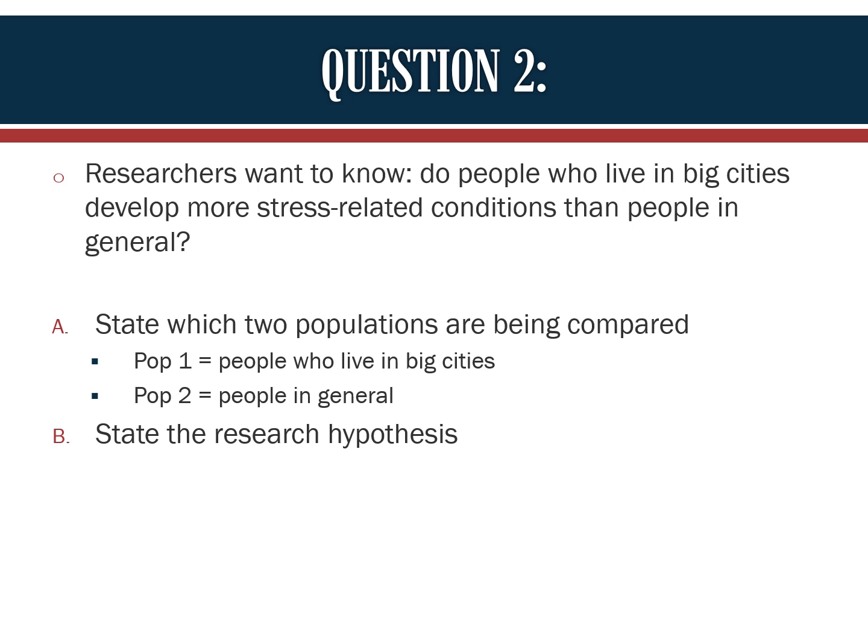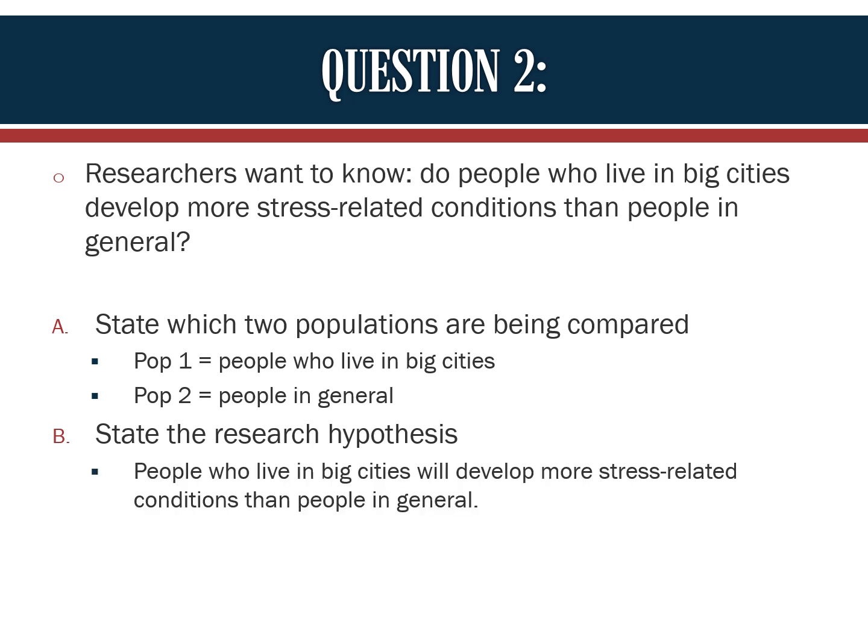And then part B, stating the research hypothesis. That would be something like this. People who live in big cities will develop more stress-related conditions than people in general. And this is, of course, really just mimicking the format of the question here, which says, do people who live in big cities develop more stress-related conditions? That's our research hypothesis.